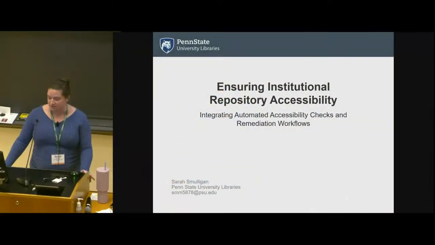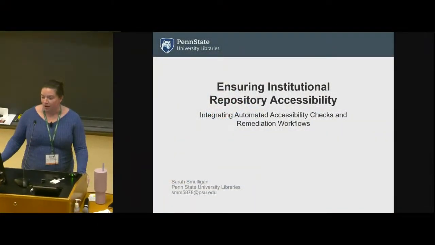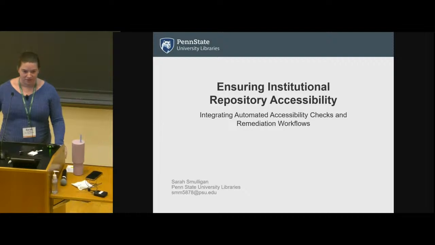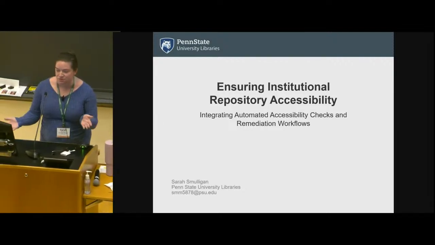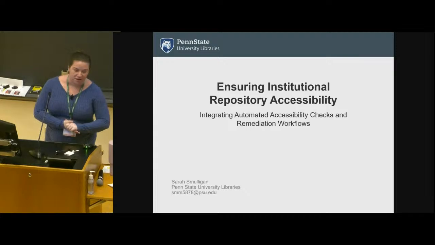All right, so my name is Sarah Smulligan. I'm one of the Ruby on Rails developers with Penn State University Libraries. I will not repeat that title because that is quite a mouthful and a tongue twister, but we're going to be talking about how to make institutional repository PDFs accessible.